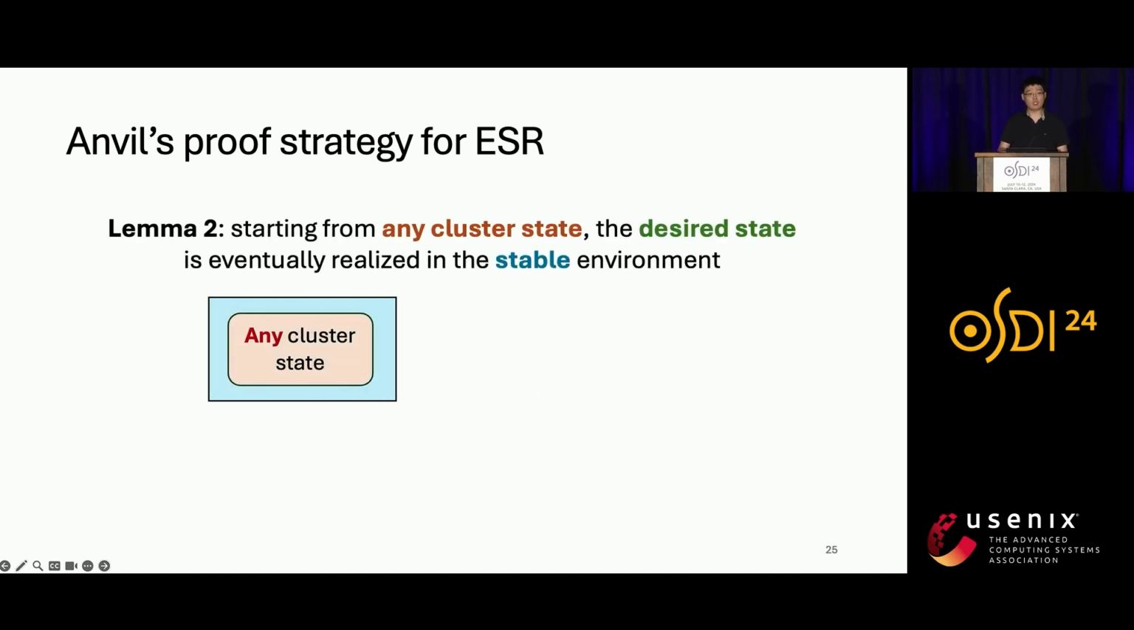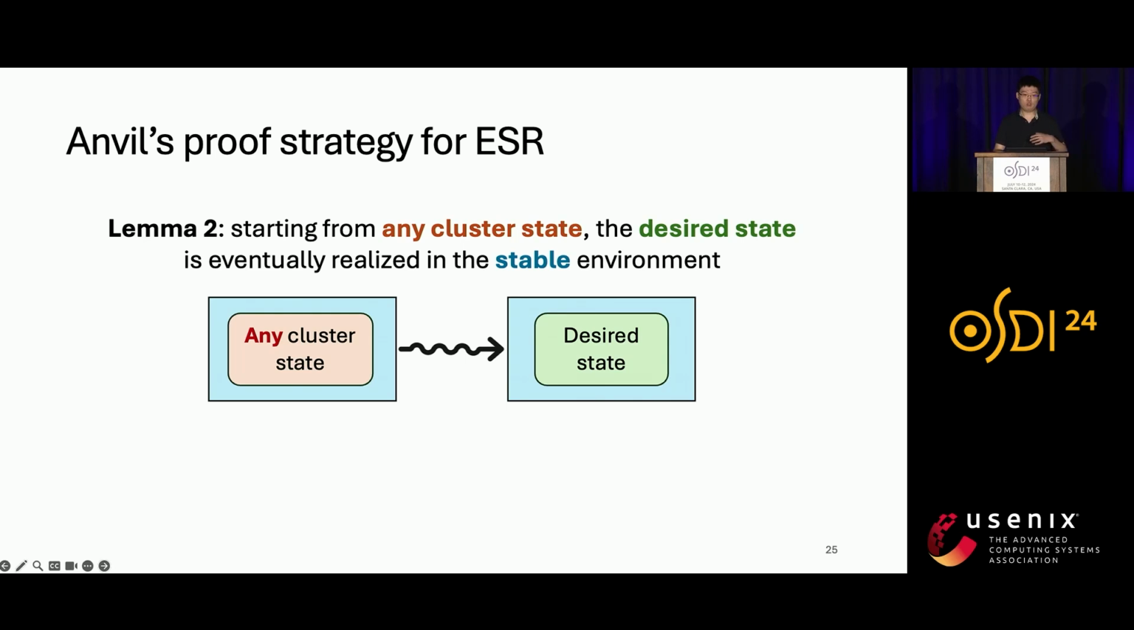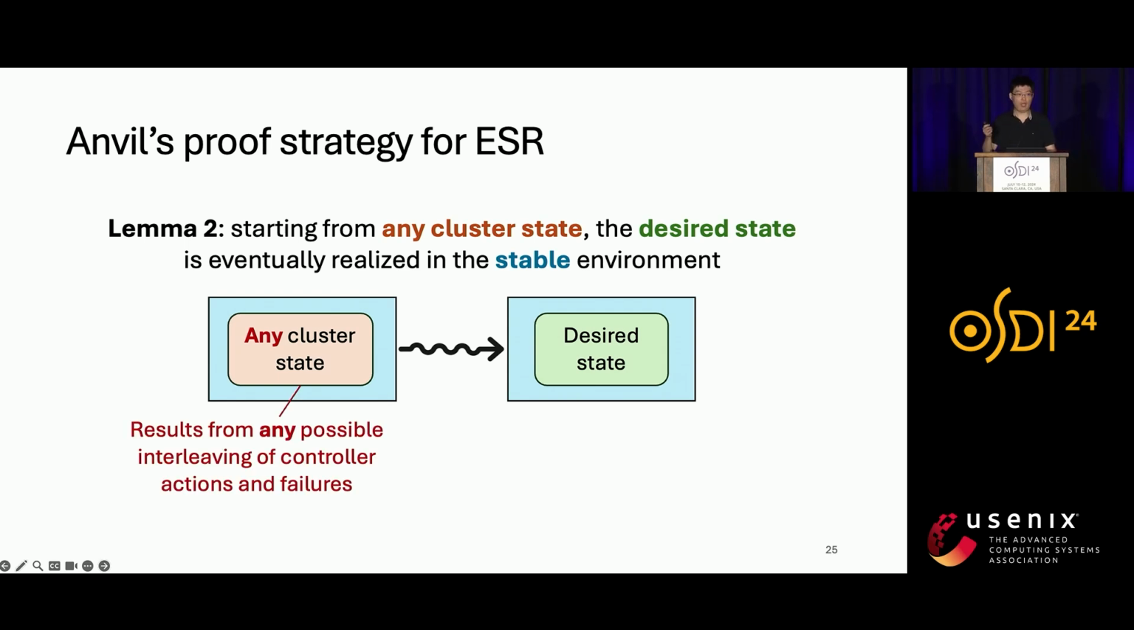And the second lemma says that starting from any cluster state, the desired state is eventually realized in this stable environment. And the key here is that in this stable environment, the controller can steadily make progress towards the desired state without getting interrupted by crashes. So it's easier for developers to reason about the progress in this stable environment. But also note that this starting cluster state results from all possible interleavings of controller actions and failures, which means that we still need to reason about all kinds of corner cases of state reconciliation. And this is exactly how we can discover deep controller bugs using formal verification.